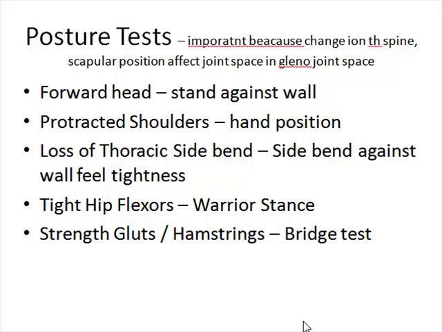Lastly, weakness in your buttock and hamstring muscles can be tested with a bridge test. Weakness in these muscles can lead to changes in your spine, which ultimately can affect your shoulder joint.